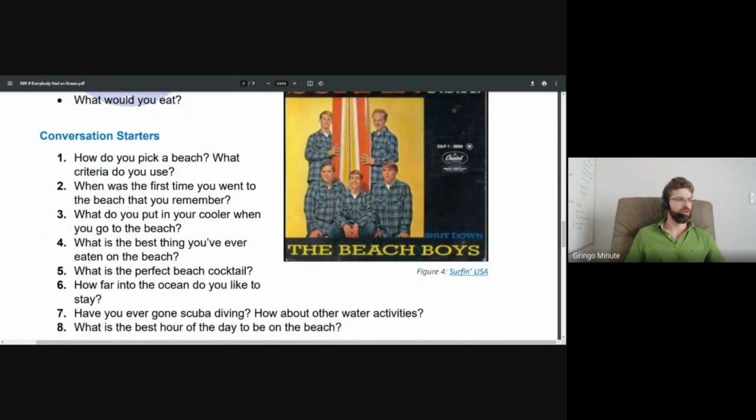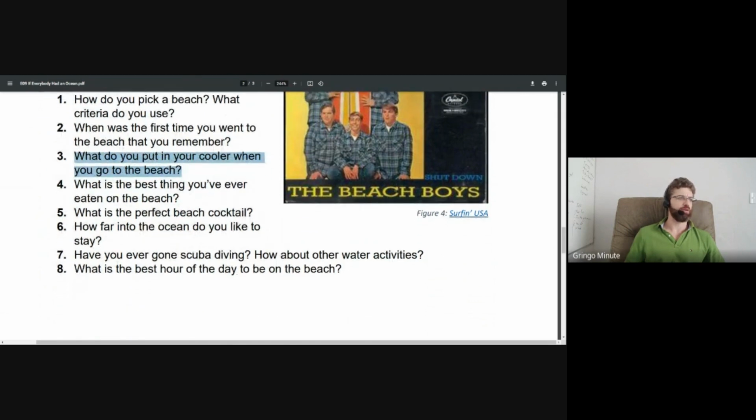How do you pick a beach? When was the first time you went to the beach that you remember? What do you put in your cooler when you go to the beach? This was a fun question. We had a lot of different answers. For me, I think the perfect beach drink is maybe a little whiskey with coconut water. I think it's perfect. It leaves you kind of mellow and you can enjoy the sun. Coconut water is refreshing. Well, let me see if I can answer another one for you.